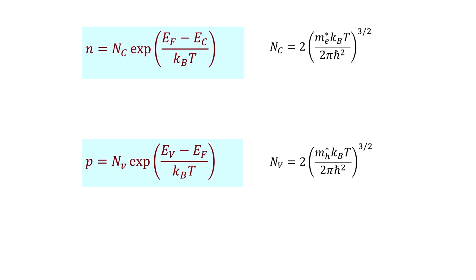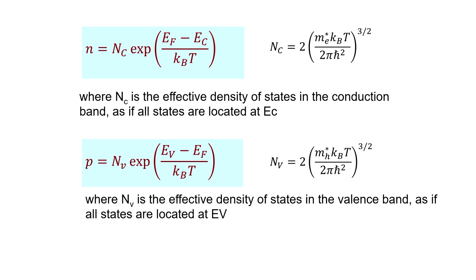So what are Nc and Nv? Nc is the effective density of states in the conduction band. What it means is that as if all the states were located at a value called Ec, and in case of Nv, it should be Ev.